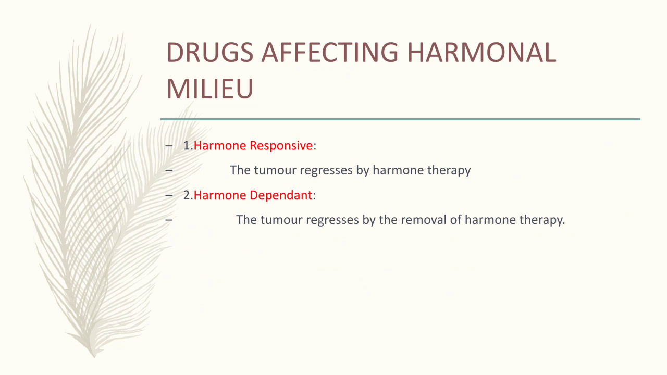Up to now, we have studied the cytotoxic drugs. The next category is the drugs affecting the hormonal milieu. These are of two types, hormone responsive drugs and hormone dependent drugs. In the hormone responsive category, the tumor regresses by hormone therapy. In the hormone dependent category, the tumor regresses by the removal of hormone therapy.